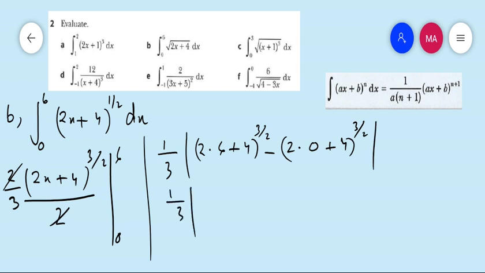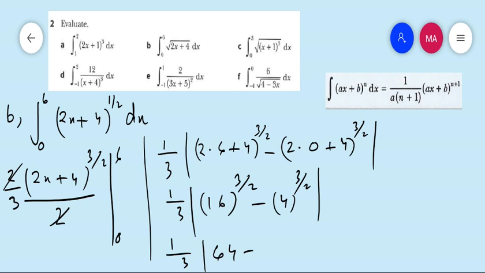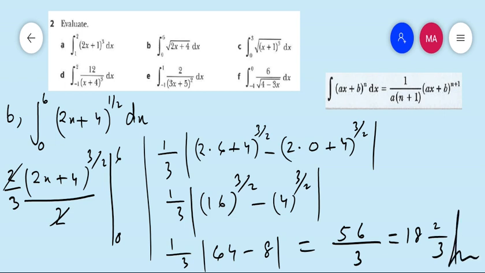1 upon 3, 2 6 are 12, 12 plus 4 is 16, 16 power 3 upon 2, minus 2 into 0 is 0, 0 plus 4 is 4 to the power 3 upon 2. 1 upon 3, 16, 4 square cancel, 4 power 3 is 64, or you can use the calculator. 4 is 2 square, 2 cancel by 2, 2 power 3 is 8. 64 minus 8 is 56 upon 3, or you can write this 18 whole 2 upon 3. So this is the answer of part B.